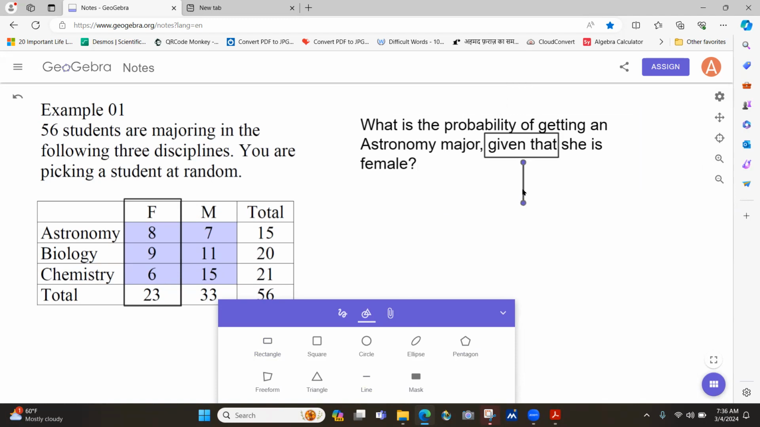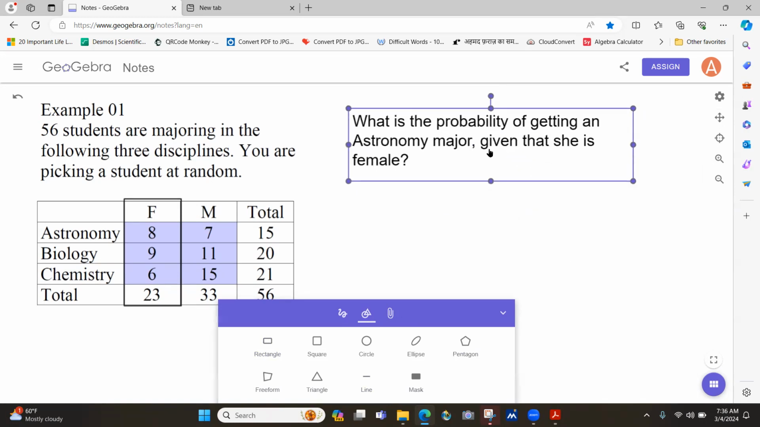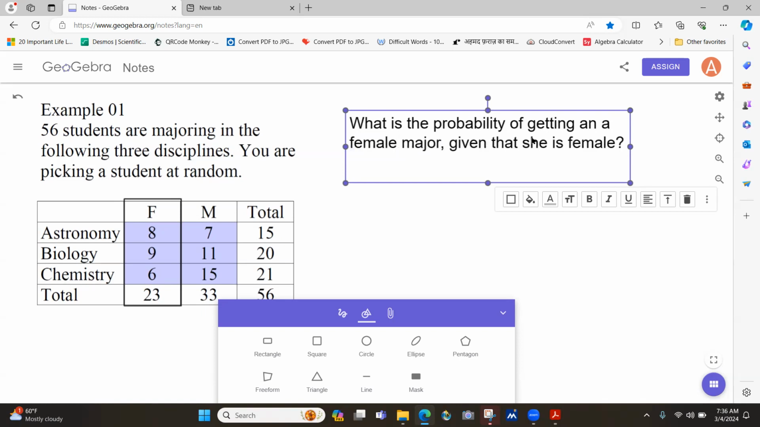I'm going to change it around and you're going to see how that changes everything. Okay, I don't need that. Given that tells me it's a conditional probability question. There is a condition on your sample space. What's the probability of getting a female, given that he or she is a chemistry major?